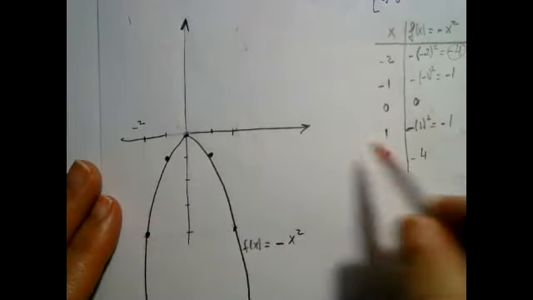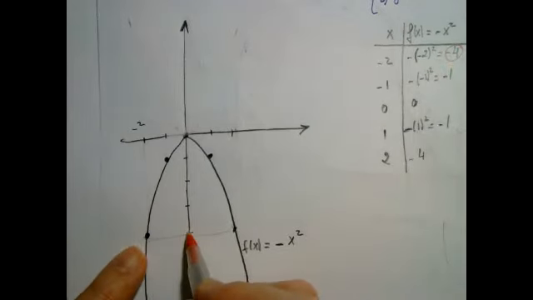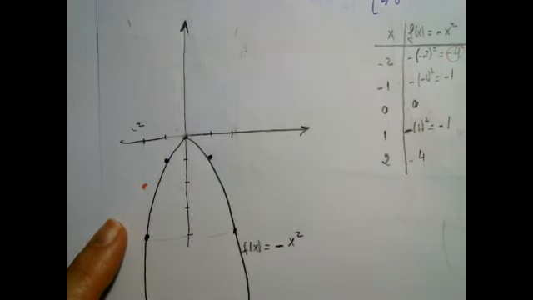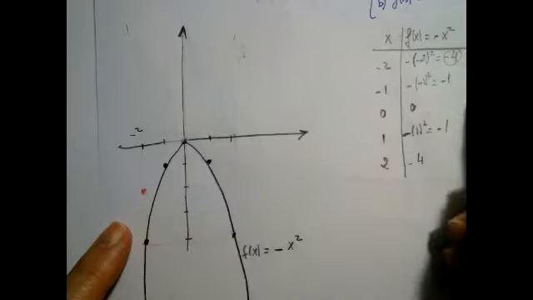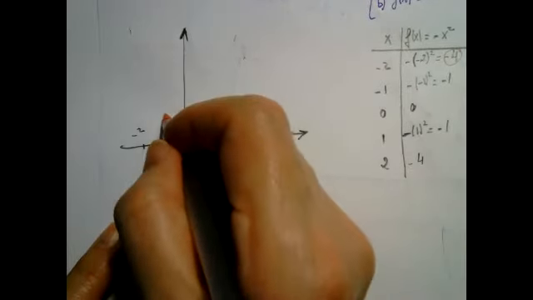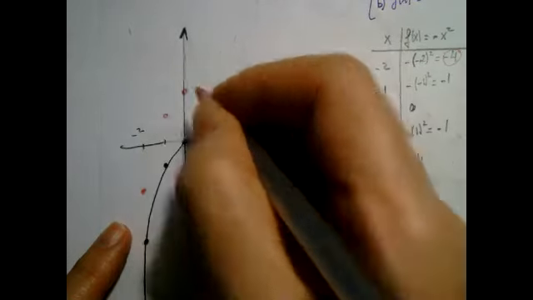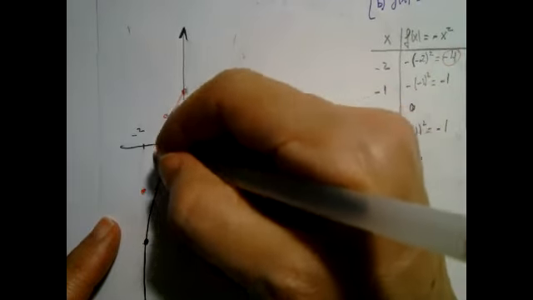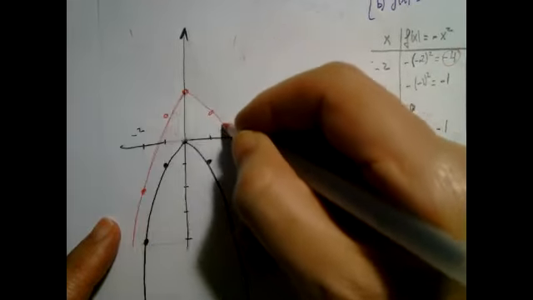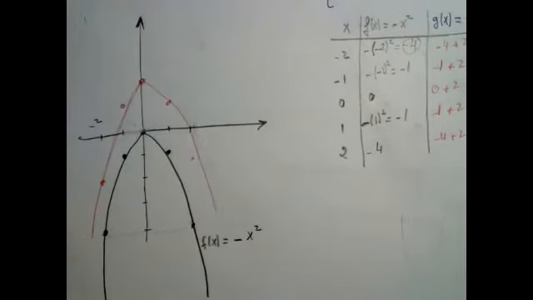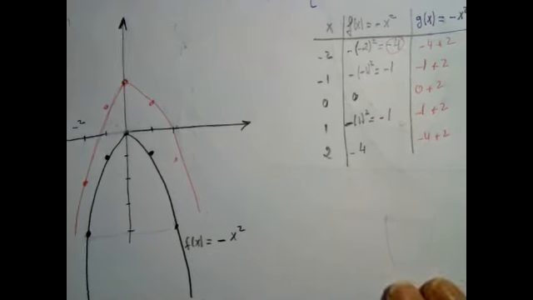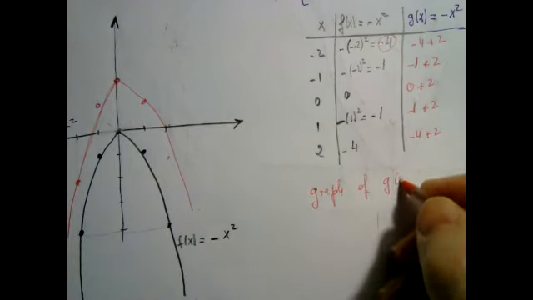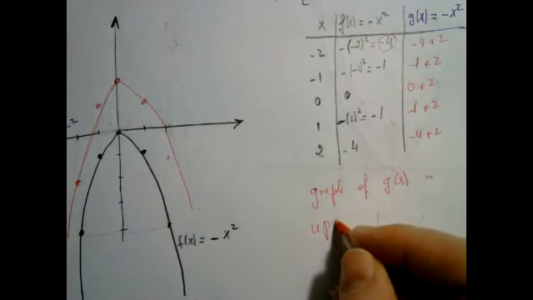So at minus 2, it's minus 4. I add 2 to it, it's going to put me right here. Minus 4 plus 2 is going to give me minus 2. At minus 1, I'm adding 2 to it. Minus 1, I add 2, it's going to put me here. And this will put me back here. So it's just like shifting the graph by 2 units upward. Okay, so the graph of g is an upward shift by 2 units.